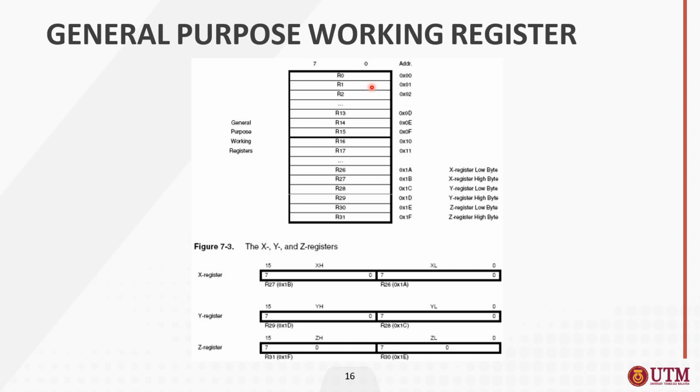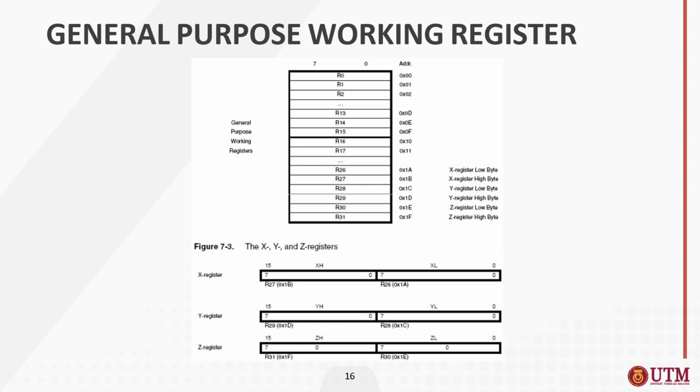during program execution. The Atmega328 has a total of 32, from R0 until R31. It means they have 32 general purpose working registers, labeled R0 to R31. Each register is 8 bits in size, meaning it can store 8-bit values. They are also referred to as byte-sized registers, because 8 bits equals 1 byte.